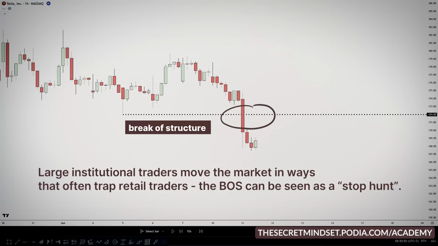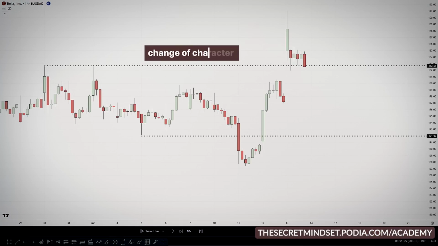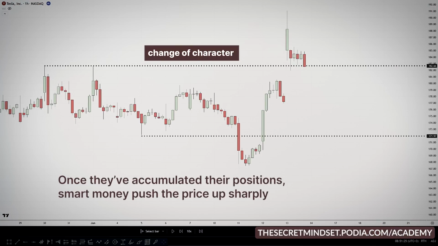The initial downtrend and break of structure can be seen as a stop hunt. Large players push the price down, triggering stop losses of buyers. This allows them to enter long positions at better prices. Once they've stored their positions, they push the price up sharply, resulting in the change of character. This catches many traders off guard, especially those who just entered short positions, thinking the downtrend would continue.